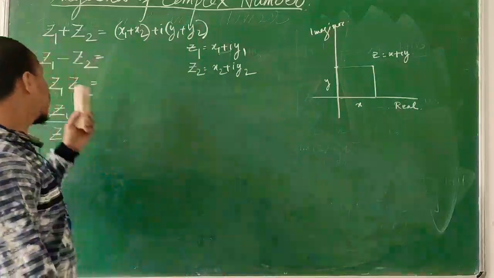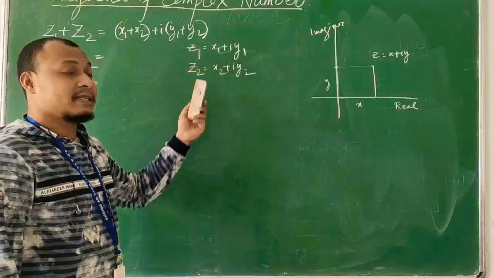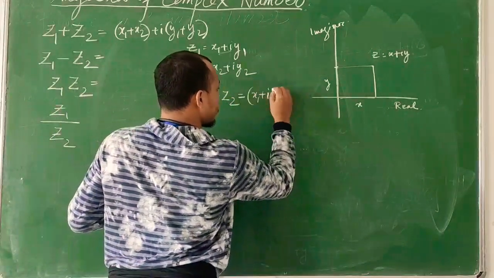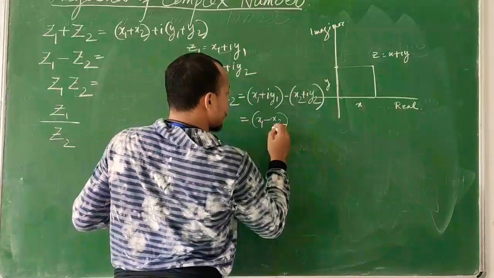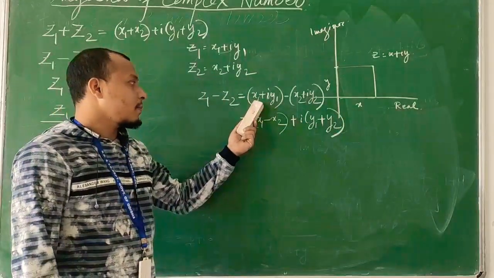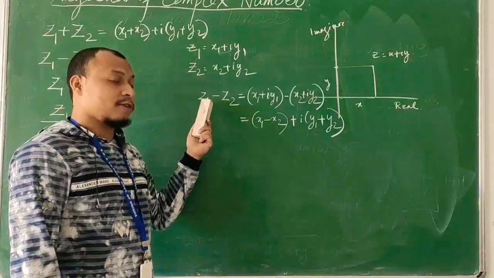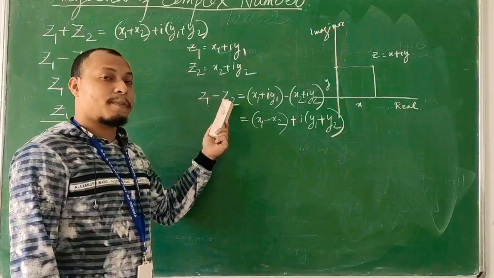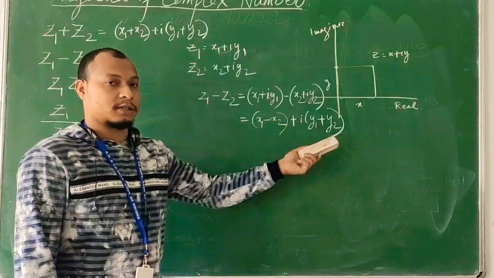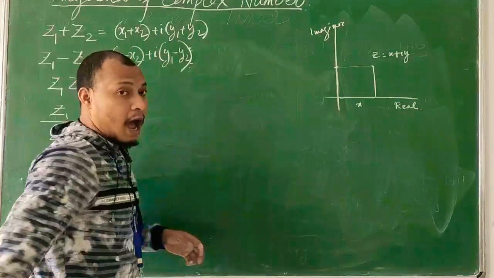Let's check the second property. The second algebra is Z1 minus Z2. It is the same as this addition, only in between there is a minus. Now you can see x1 minus x2, the real part of the first complex number minus the real part of the second complex number, plus the imaginary part of the first minus the imaginary part of the second complex number. So this is the answer. I hope you have understood it.